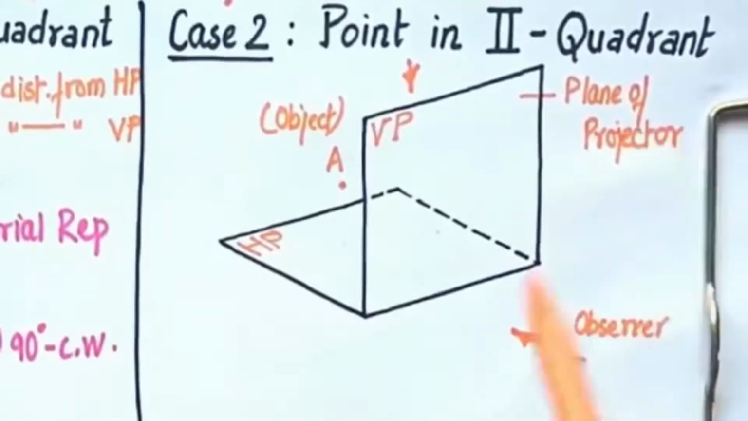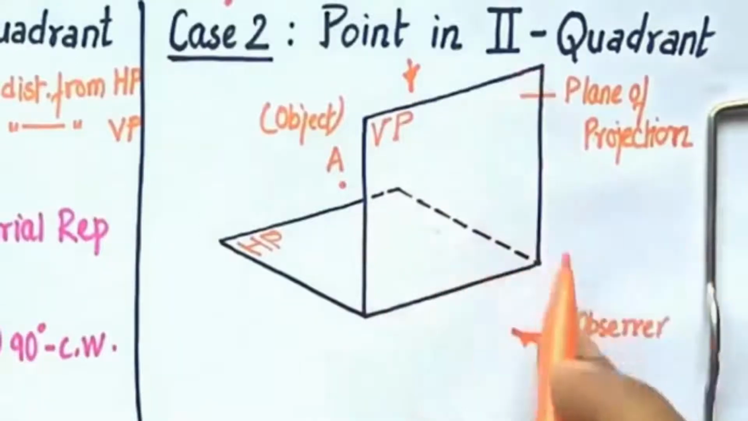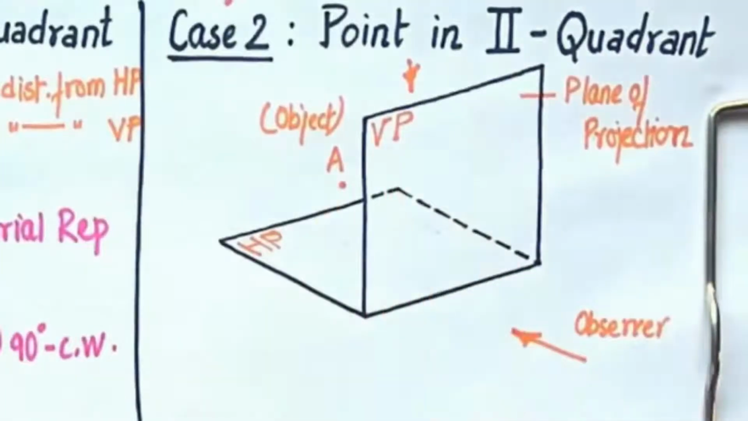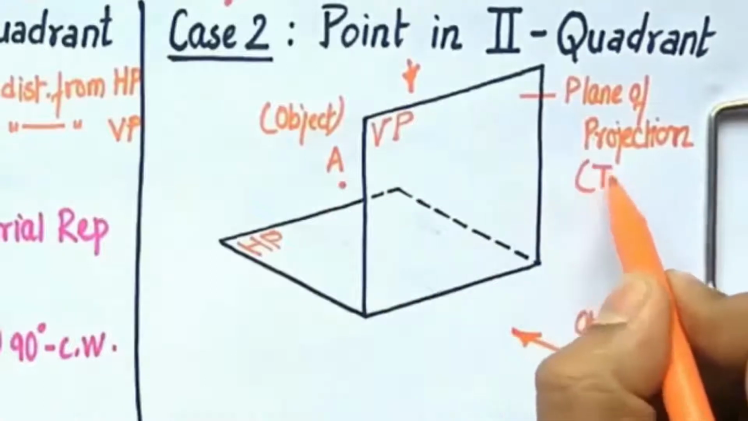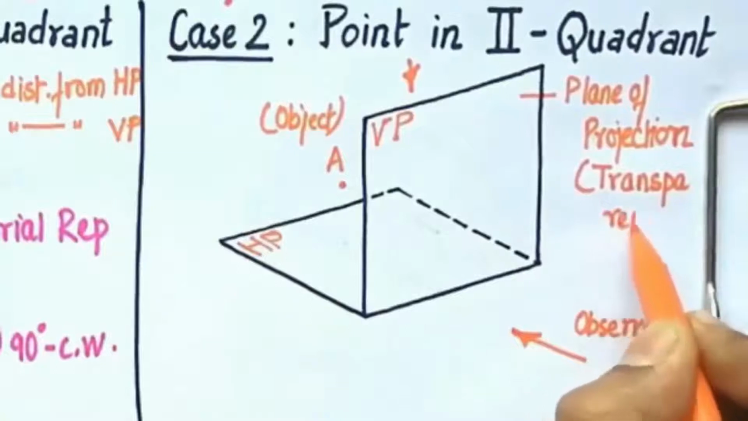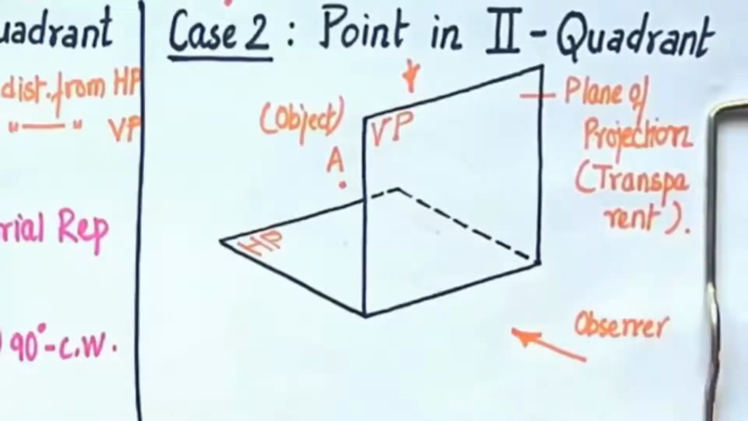So this acts as a hindrance. What happens when you try to look at this object from here, you will have this plane of projection in between. You cannot see this object. So in order to make sure that you can see the object, you need to make this plane of projection transparent. This is a case which happens in quadrant number 2, and as far as the first quadrant was concerned, there was no requirement to make any plane of projection transparent.